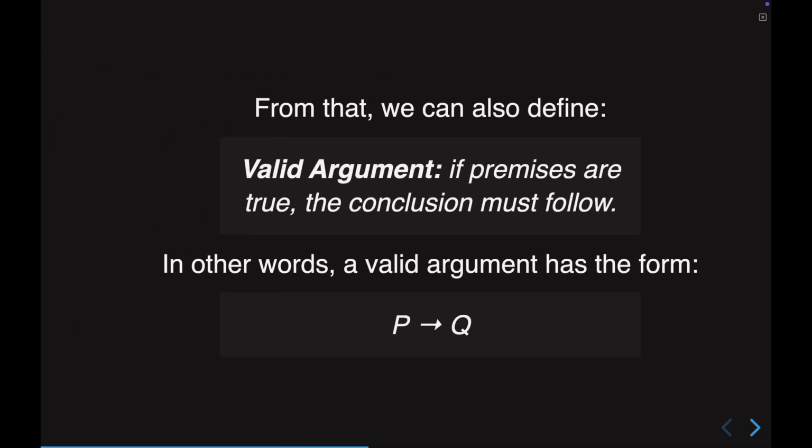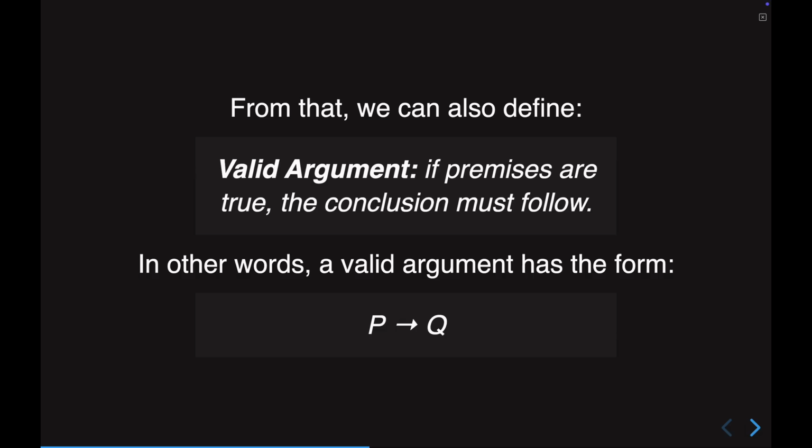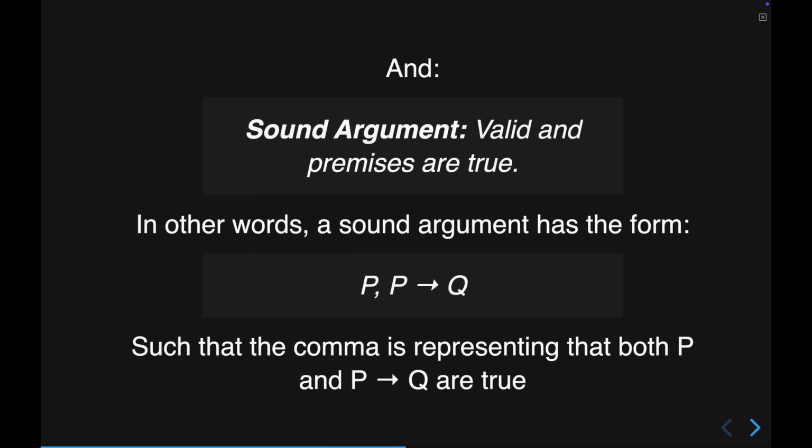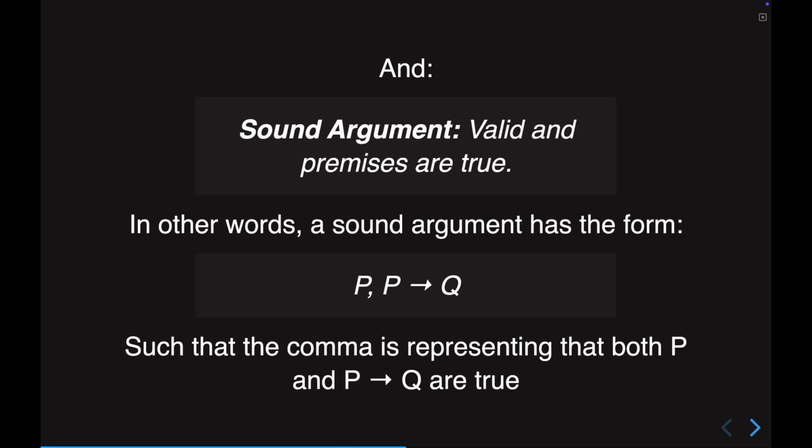From that, we can also define that a valid argument means that if premises are true, the conclusion must follow. In other words, a valid argument has the form P implies Q. And we can define a sound argument to be valid and having true premises. In other words, a sound argument has the form P, and P implies Q, such that the comma is representing that both P and P implies Q are true.